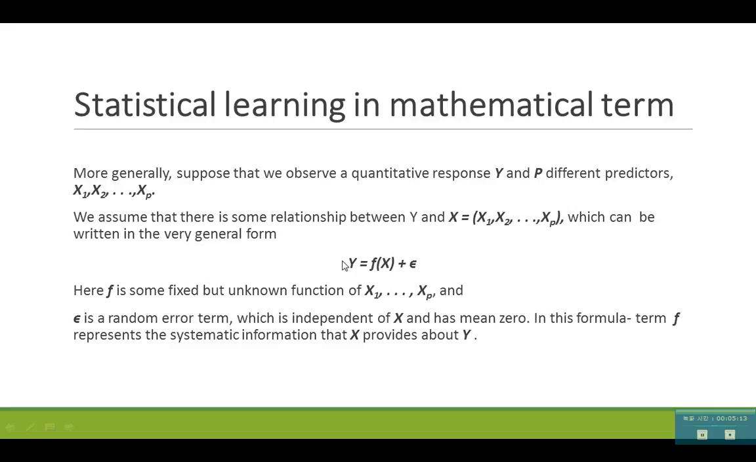In statistics, we use this formula, Y equals f(X) plus epsilon, where f is some fixed but unknown function related to X1, X2, and we find out the relation between Y and f(X), and this epsilon is known as the error. If your assumption is far off, your prediction is poor and your error will be bigger. When your prediction is stronger, your error becomes smaller and smaller.